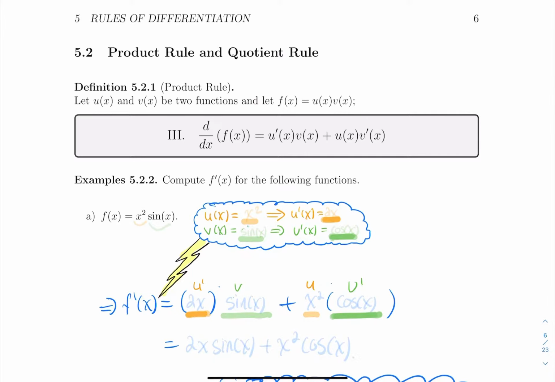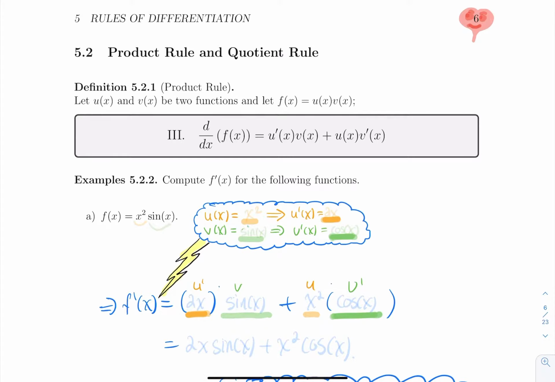Hello, everyone, and welcome back to Chapter 5, Rules of Differentiation. So, now we're going to enter the realm of more complex equations where, of course, our end game is always the same. We want to compute the derivative of the function.